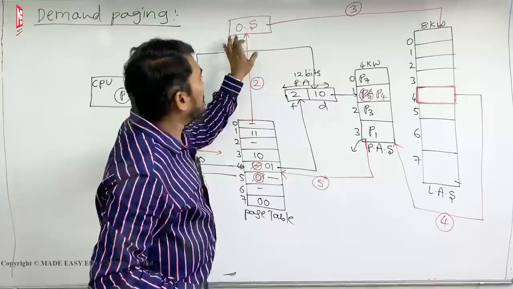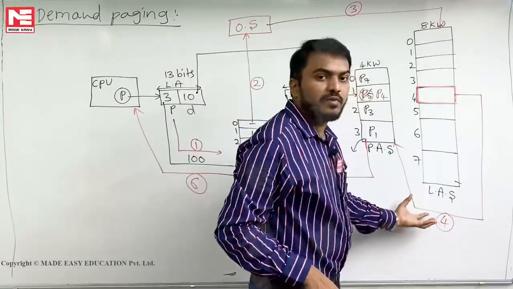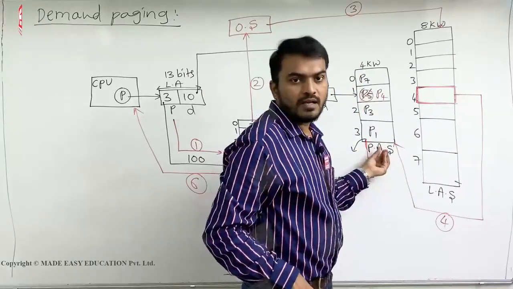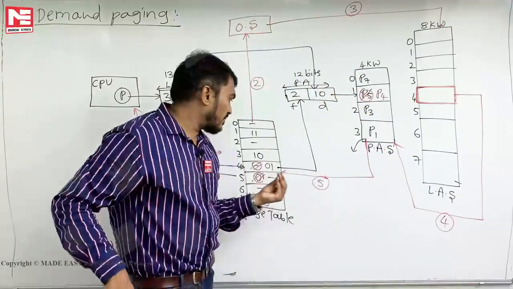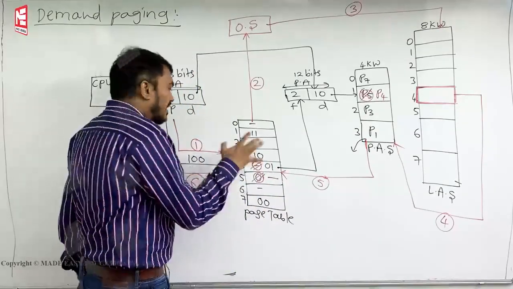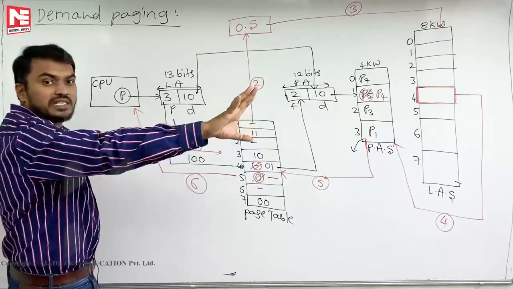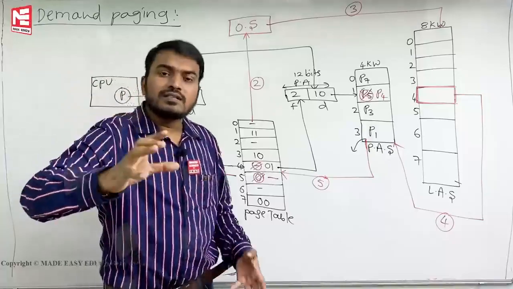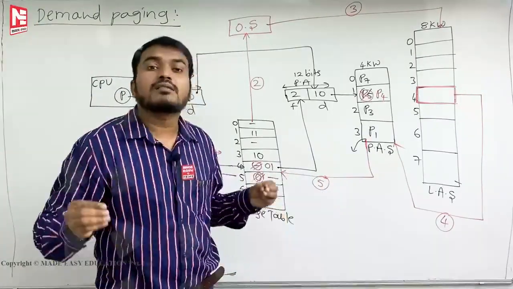Then the OS will search for the required page in the virtual memory. Next, the required page will be brought from LAS to PAS, and again the page table entry will be updated accordingly. Then the signal will be sent to the CPU to continue the program execution. Is that clear? So this is how, by allocating less memory to the process, we are trying to execute a large size process.